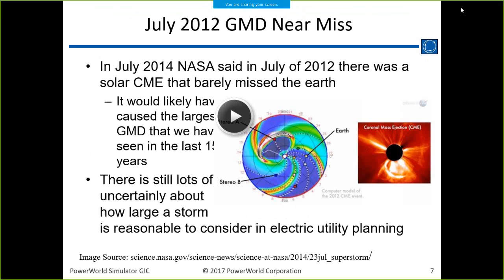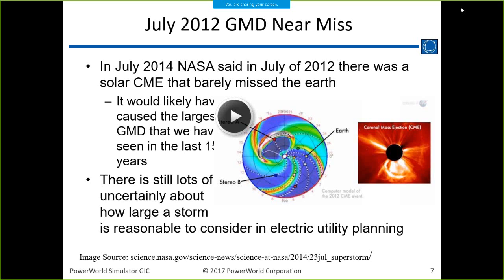About 2.5 years ago, NASA said that in July of 2012, there was a very large solar coronal mass ejection, and if the Earth had been in the right place in its orbit, or the wrong place, I mean, we were in a good place, it missed us, it would have been a really big storm. So this is a picture that NASA released. That's the sun right there. This is the Earth's orbit, and they were showing how the CME was coming off of the sun.